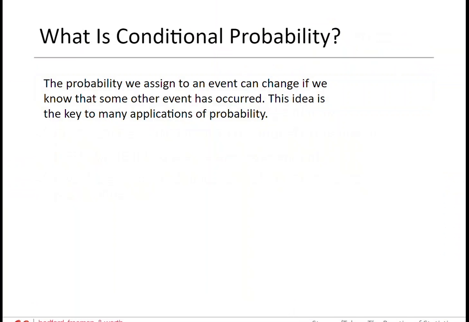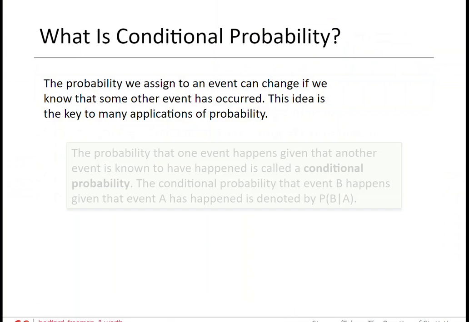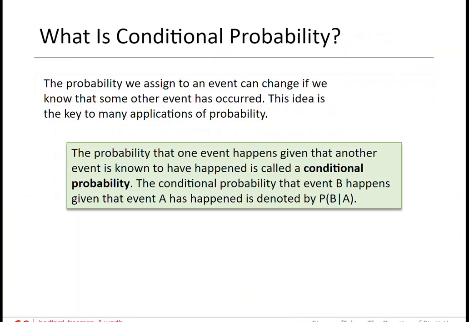The probability we assign to an event can change if we know that some other event has occurred. That's the whole idea of conditional probability. If you are given an extra piece of information, how does that change your probability? The probability that one event happens, given that another event is known to have happened, is called conditional probability.